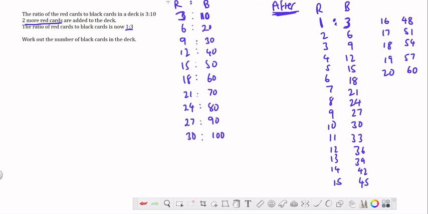Right, so I've got a list. I've listed all the multiples of 3s and multiples of 10 along here. And then afterwards, remember the ratio became 1 to 3. I've listed all the multiples of 1 and then the multiples of 3s. I've run out of space here, so I carried on here and here.